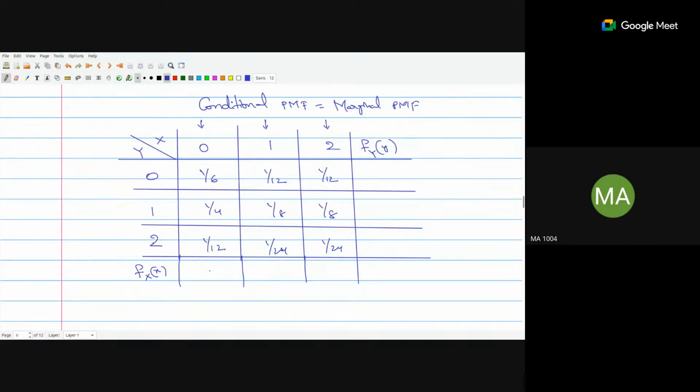So if I add 1/6 plus 1/4 plus 1/12, I am going to get half. This will be 1/4 and this will be 1/4. Okay. So if I want the marginals of Y, I should add up all the row values present in the rows. This will be 1/3, 1/2 and 1/6.